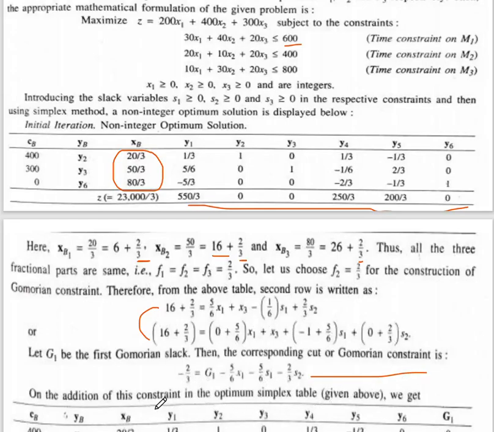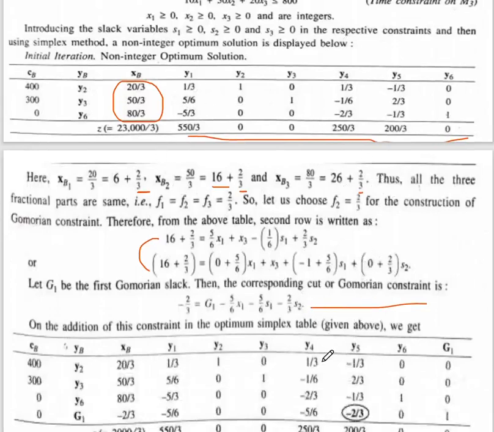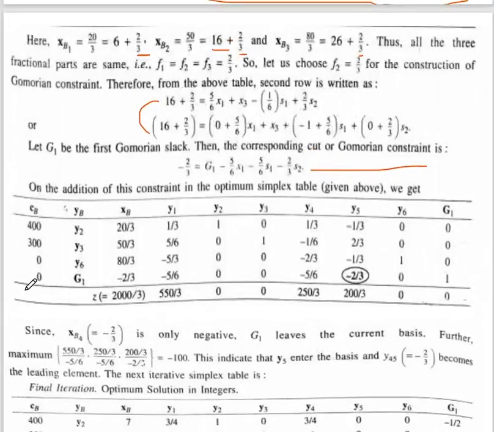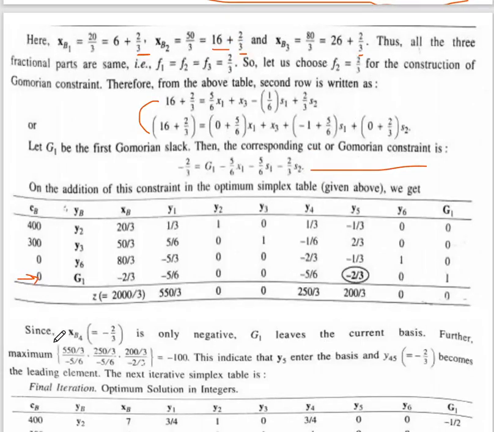Now we will add this Gomorian slack variable into this table under the y6 row, and all other remaining elements will be the same. In this way we introduce the Gomorian slack variable G1 into the given constraints. Now by using the dual simplex method, G1 will enter the basis because G1 is minus 2 by 3, the only negative value of xb, so G1 is the outgoing vector.